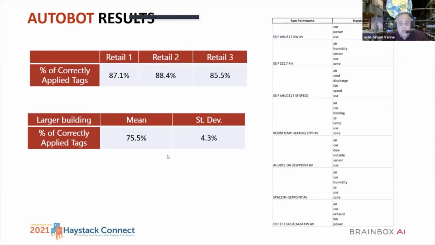Then that was tested on a bigger building. Think about 350, 400 points, with more different types of equipment. So a more complex tagging situation, where we're still getting a good 75% of the points tagged. And you see here the output, with one column of the raw point name, and then the tags that were associated with that point automatically.